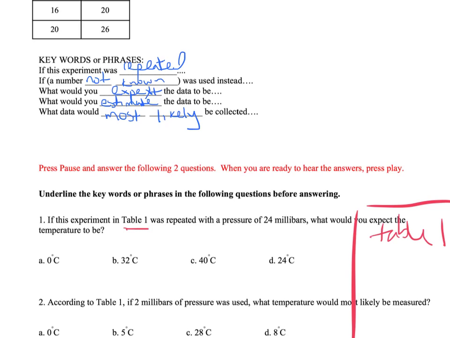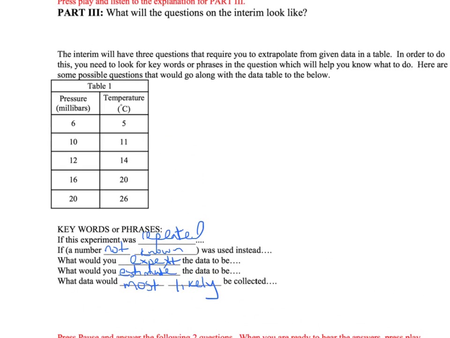So I know I'm looking at table 1. I see this word repeated, so I know that I'm going to be estimating. And I also see "what would you expect." Okay? It gives me a pressure of 24 millibars, and it's asking me to find the temperature. So I'm going to come and look at table number 1. Okay? For pressure, I don't have 24. Instead, it comes after 20. So I know I'm going to be expanding this data past this last value that I know.